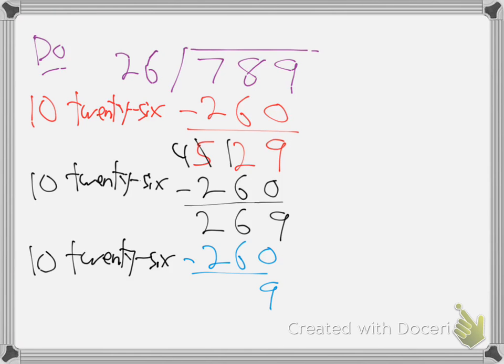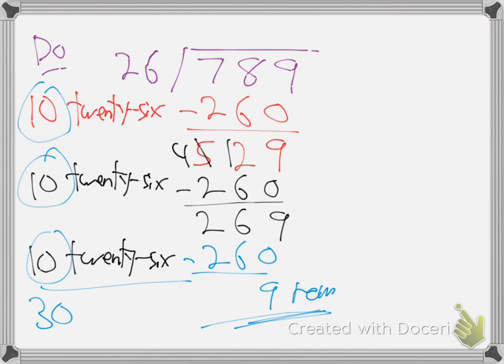Oh, that was easy. That's the remainder, huh? So how many did we take out? 30 with 9 remainder. 30 26s came out of that number, and 9 remained. It's 30 remainder 9. Is that good? Repeated subtraction. We're showing how many times you can subtract 26 out of 789, or how many times it goes in. Same question, right? Does that make sense? Another way to long divide?